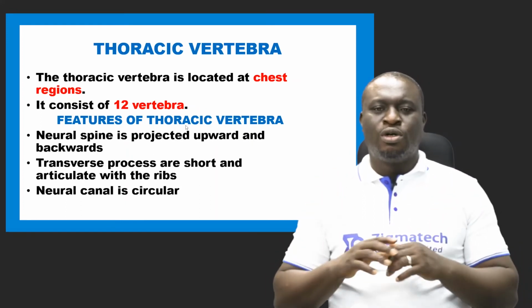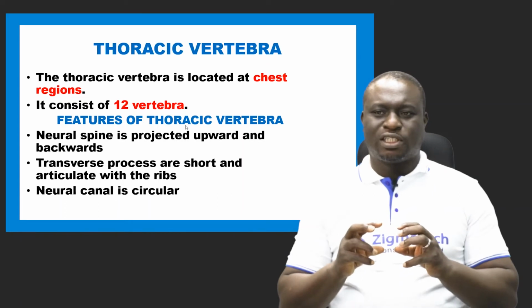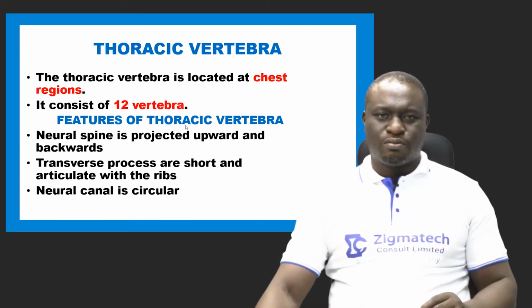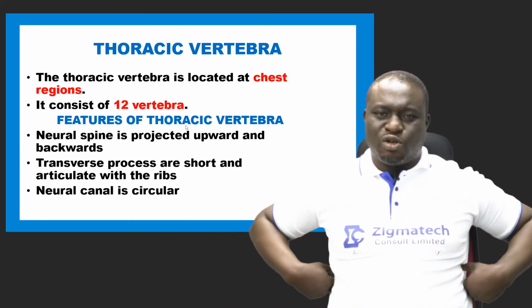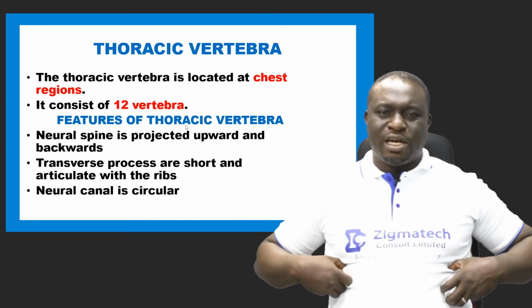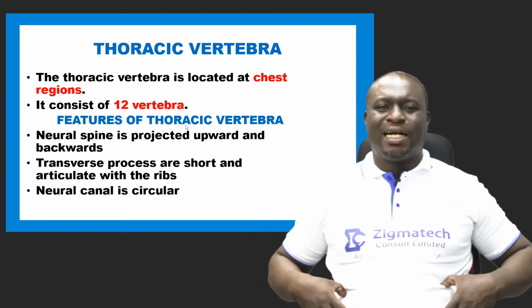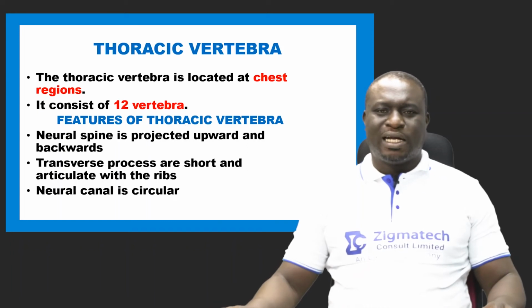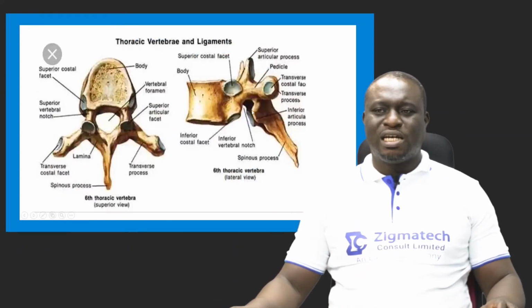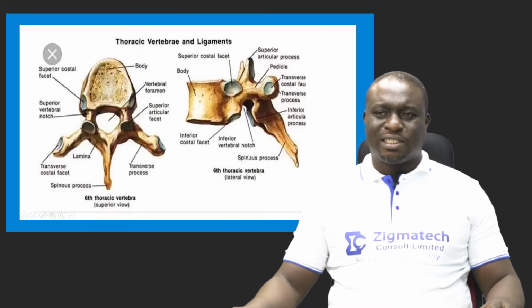And then number 2, the transverse process are short and articulate with the ribs to form the rib cage. And then finally, the neural canal is circular. Now take a look at what it looks like. You can see on the screen that the neural spine is projected upwards and is moving backwards. So that is the thoracic vertebrae. You can see that we have large, broad transverse process and so on.